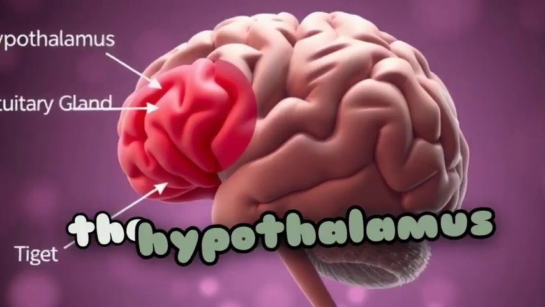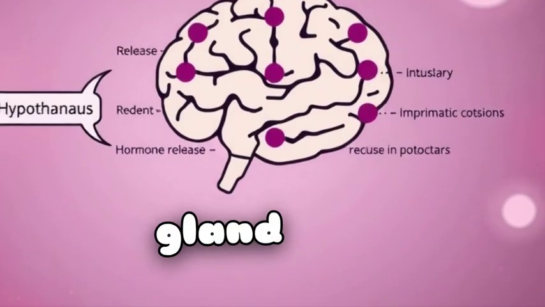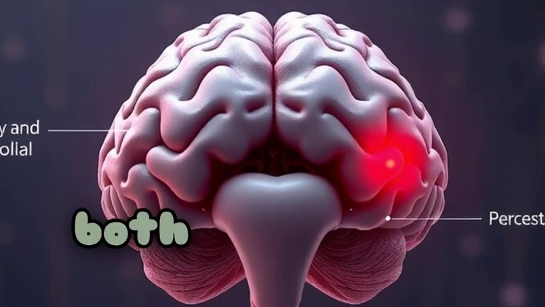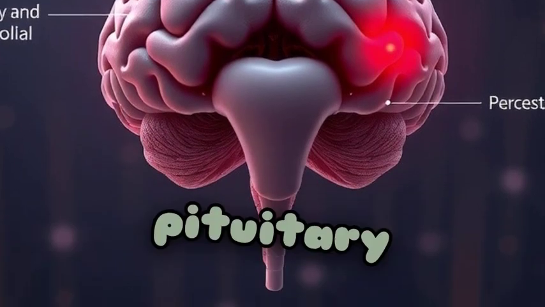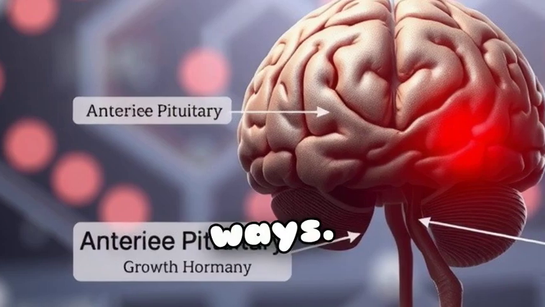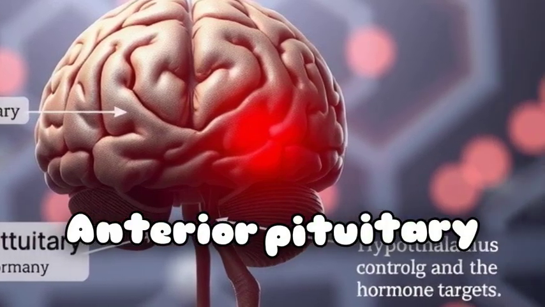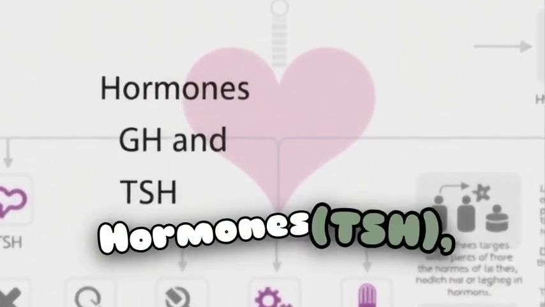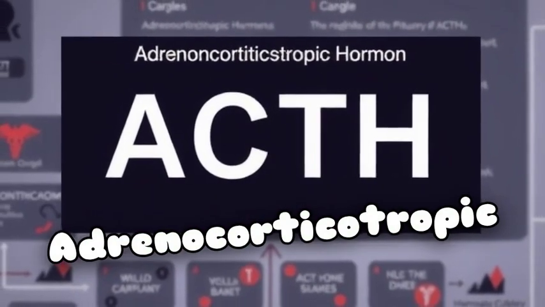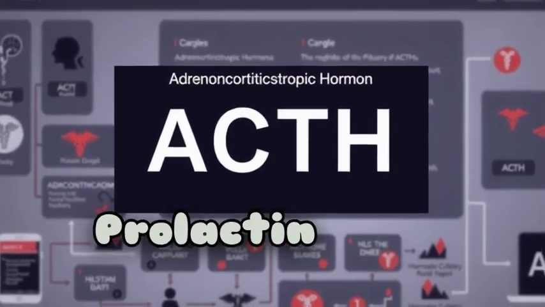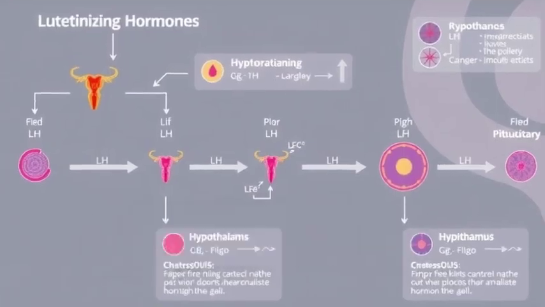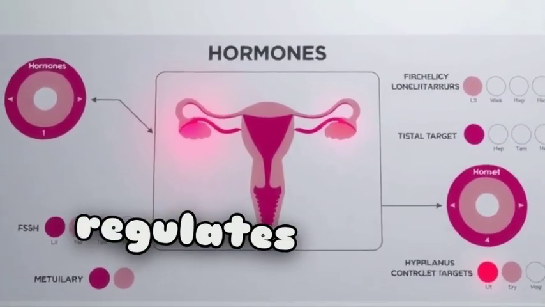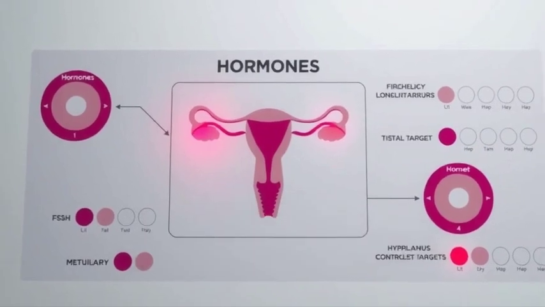The influence of the hypothalamus on the pituitary gland. The hypothalamus controls the release of hormones from both the anterior and posterior pituitary, but in different ways. Anterior pituitary hormones: growth hormone, GH; thyroid-stimulating hormone, TSH; adrenocorticotropic hormone, ACTH; prolactin, PRL; luteinizing hormone, LH; and follicle-stimulating hormone, FSH, regulate certain aspects of metabolism.